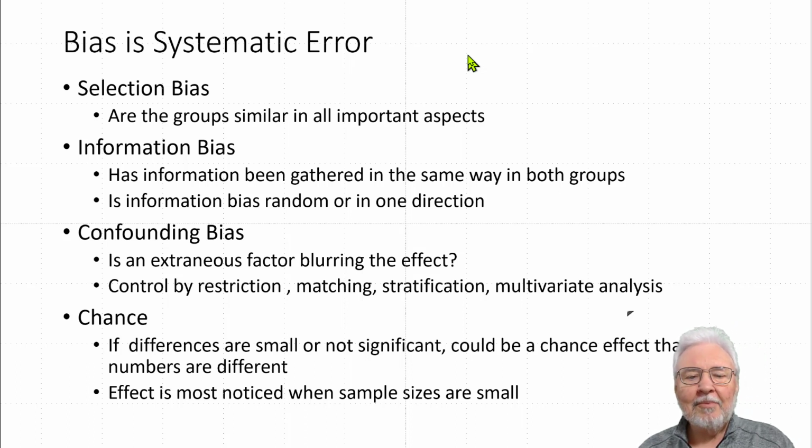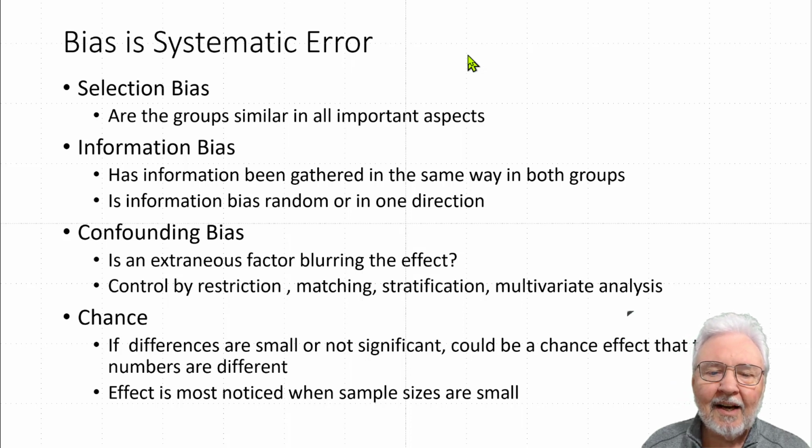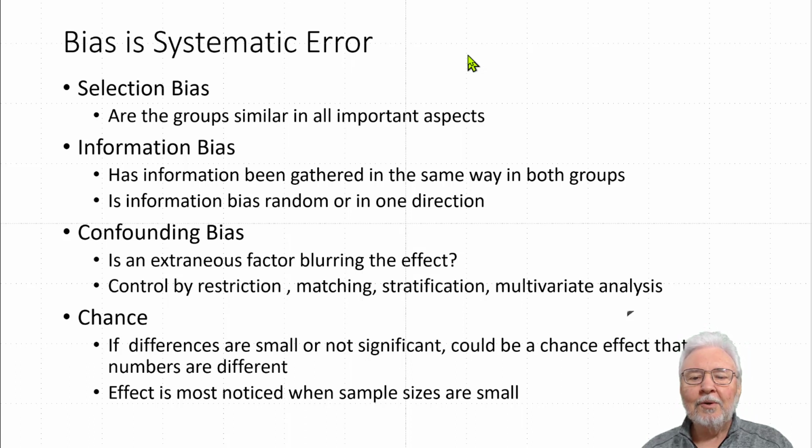So let's talk about some of the main forms of bias. There's selection bias, and particularly this happens in the observational studies, the prospective cohorts, and the case control studies. You need to make sure that the groups are similar in all important aspects, and that's really tough.